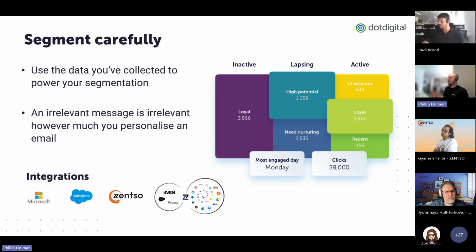Segmentation. We've worked really, really hard to collect all this data. We've asked for permission for this data. We want to use the data. We talk about integration. How do we get the data into our marketing automation tool? We've got many integrations with Dotdigital, from Microsoft Dynamics to Salesforce, and we also work really, really close with Zentso. So we also have the cloud tools piece as well. So if you've got any other platforms like IMIS, for example, or other industry-specific CRMs, we can get the data out.